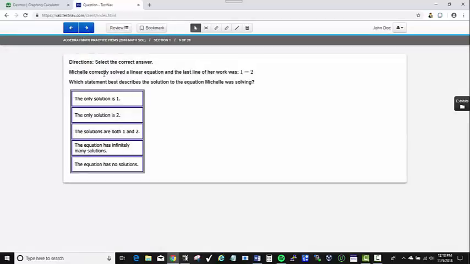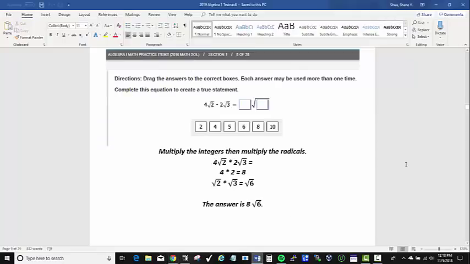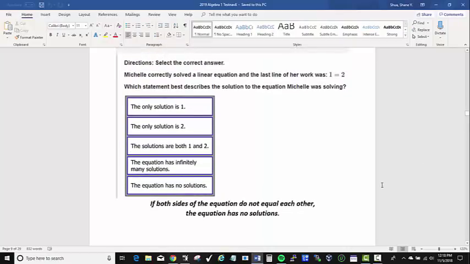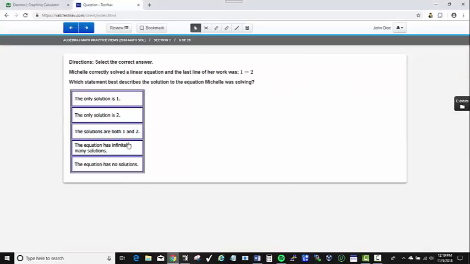Now, Michelle correctly solved a linear equation, and the last line of her work was 1 equals 2. Which statement best describes the solution to the equation Michelle was solving? So whenever you're working out an equation and you get 2 different answers on the side of the equal sign, no solution. If you get the same number on both sides of the equation, the answer would be infinitely many solutions. But in this case, the answer is different. No solution. That's all. Pretty simple. Equation has no solutions.